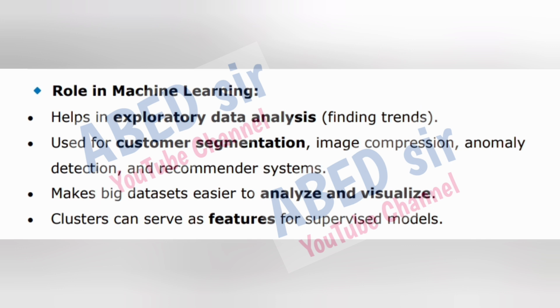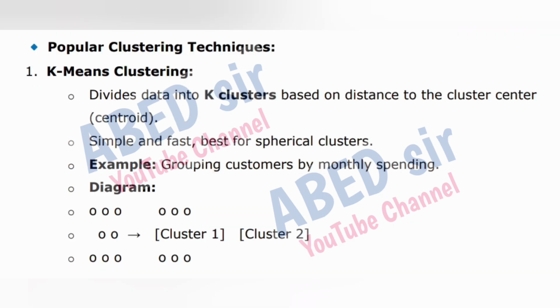Makes big datasets easier to analyze and visualize. Clusters can serve as features for supervised models. Popular clustering techniques. 1. K-means clustering. Divides data into K clusters based on distance to the cluster center, the centroid. Simple and fast, best for spherical clusters. Example, grouping customers by monthly spending.